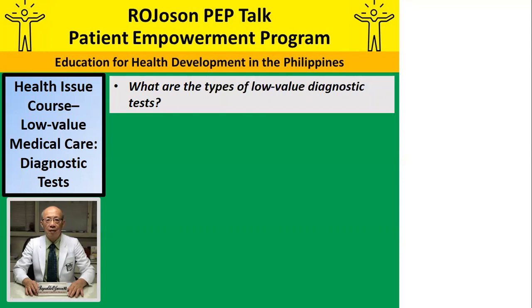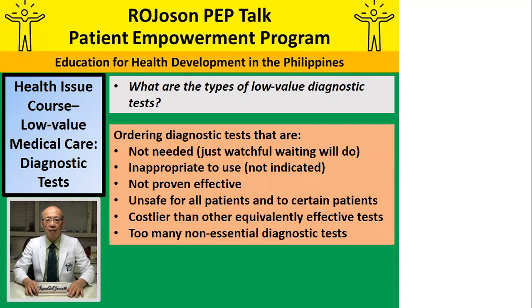And what are the types of low-value diagnostic tests? Usually in terms of the possible causes. Ordering diagnostic tests that are not needed, in which just watchful waiting will do. This is a type of low-value diagnostic test. Doing an inappropriate test which is not indicated is also a low-value diagnostic test. Also tests not proven effective, unsafe for all patients or certain patients, and costlier than other equivalently effective tests. As we know, there are a lot of other options. So once a more costly test is prescribed, but which may carry the same effectiveness as another cheaper test, then it's a type of low-value diagnostic test.